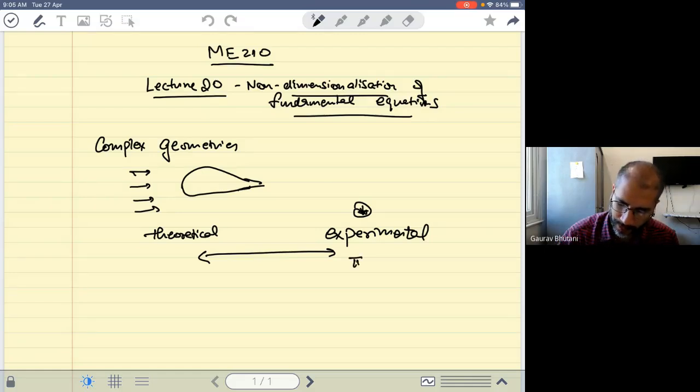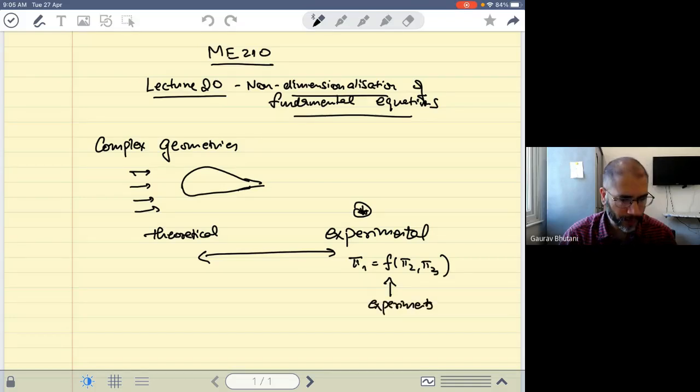So we talked about some pi being a function of other pi's, and this function is something which cannot be found out using dimensional analysis. We have to do experiments for that. Okay, so this is what we have been doing till now.